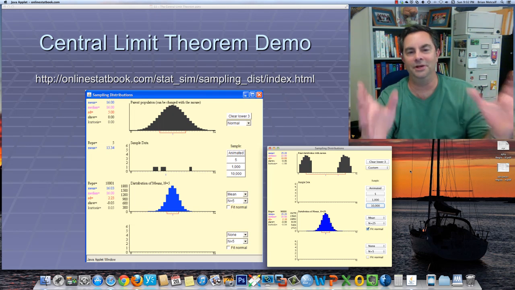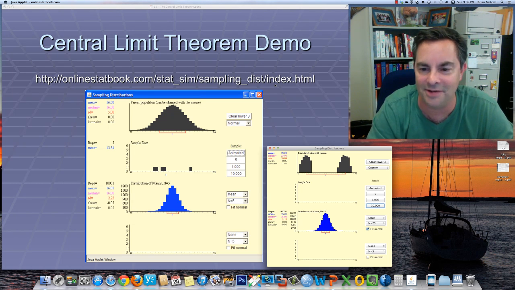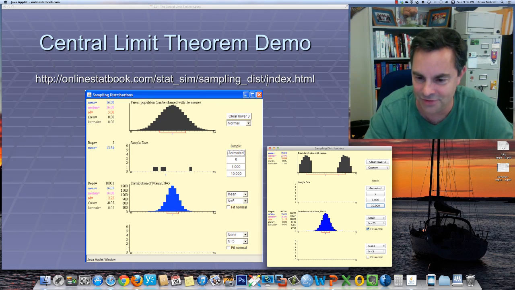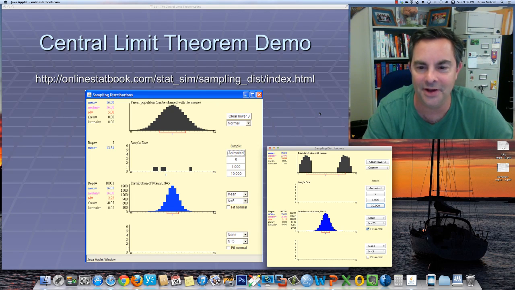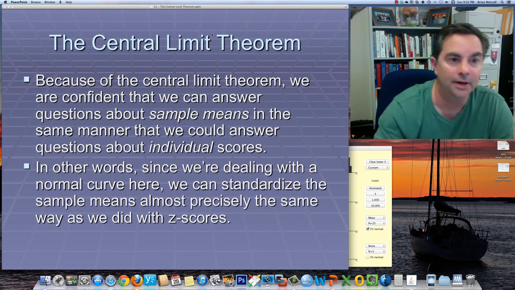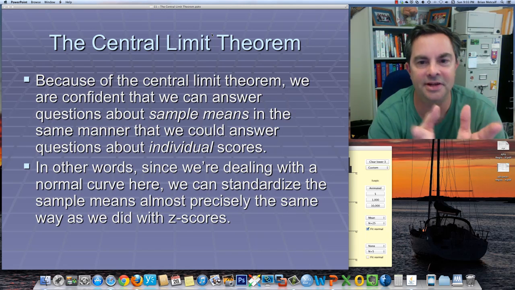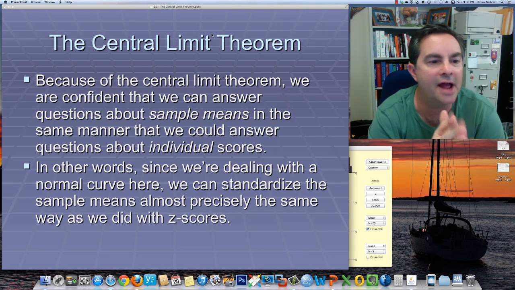So if you're really interested in this tutorial and want to play with it yourself, by all means jot down this god-awful web address and go give it a try yourself. So there you go. That's my central limit theorem demonstration.